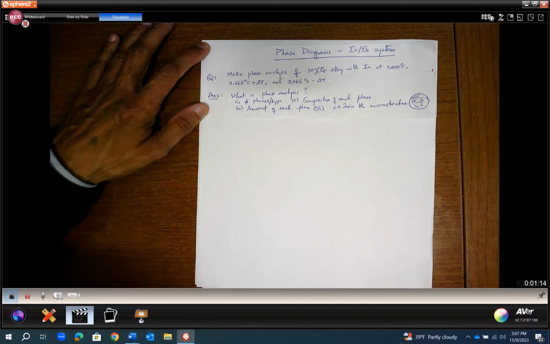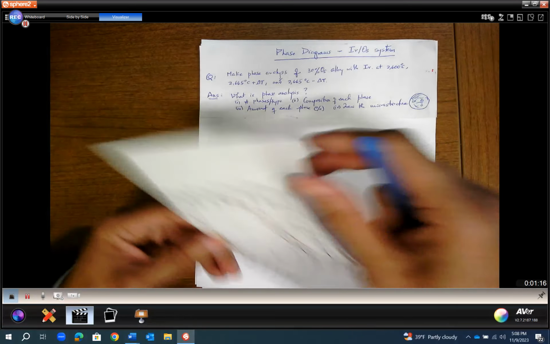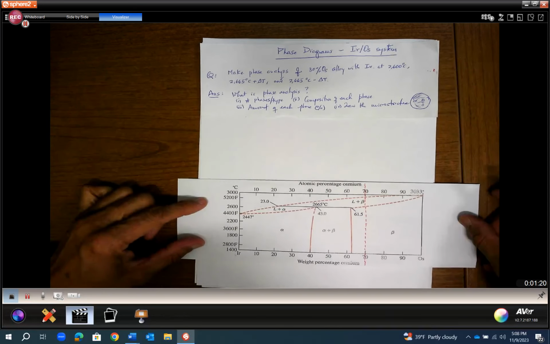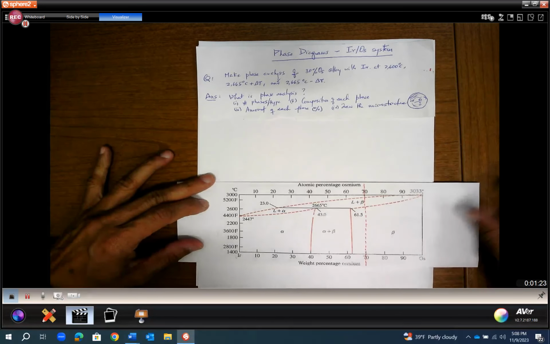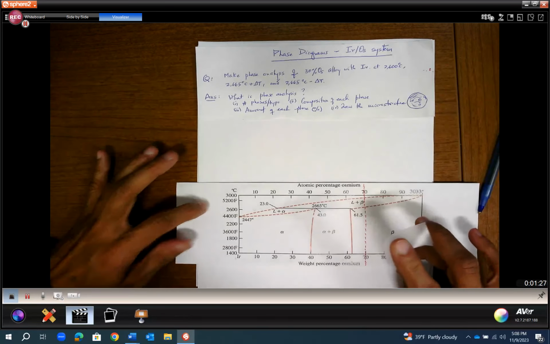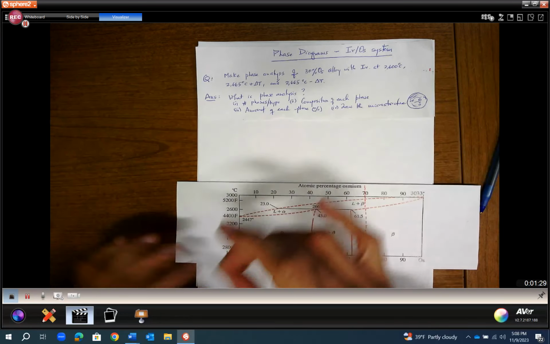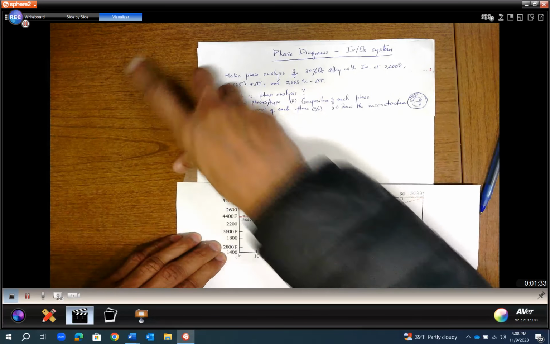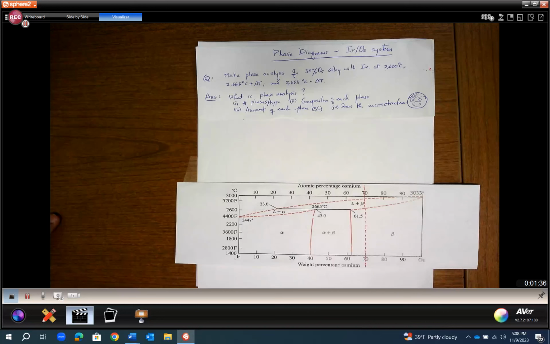So let's take a look at the phase diagram itself. Let's put it right there, and I'm going to fix it so it doesn't move. Okay, I want to fix it here so there's no movement. Great.